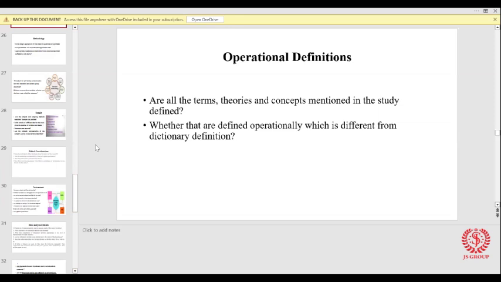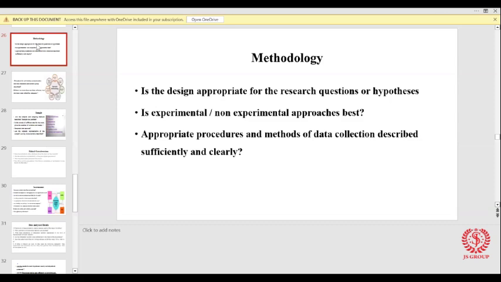Next one is methodology. In the methodology chapter, first we have to check the design: whether the design selected by the researcher is appropriate for the research question or hypothesis. Are experimental or non-experimental approaches best for finding the answer to the research question? Then, are the procedure and method of data collection described sufficiently and clearly? Whether the researcher has explained the method of data collection and the tools of data collection, all the things we have to check. Then next slide.